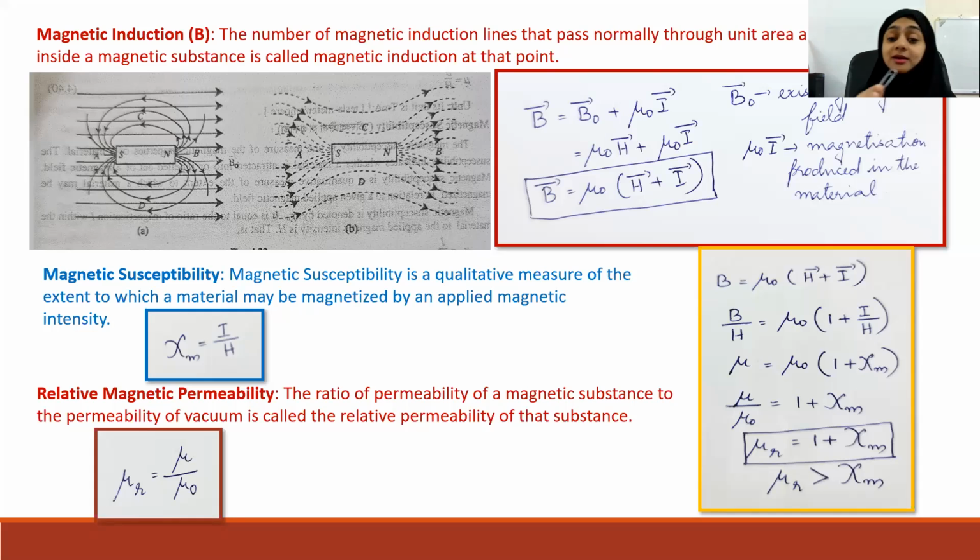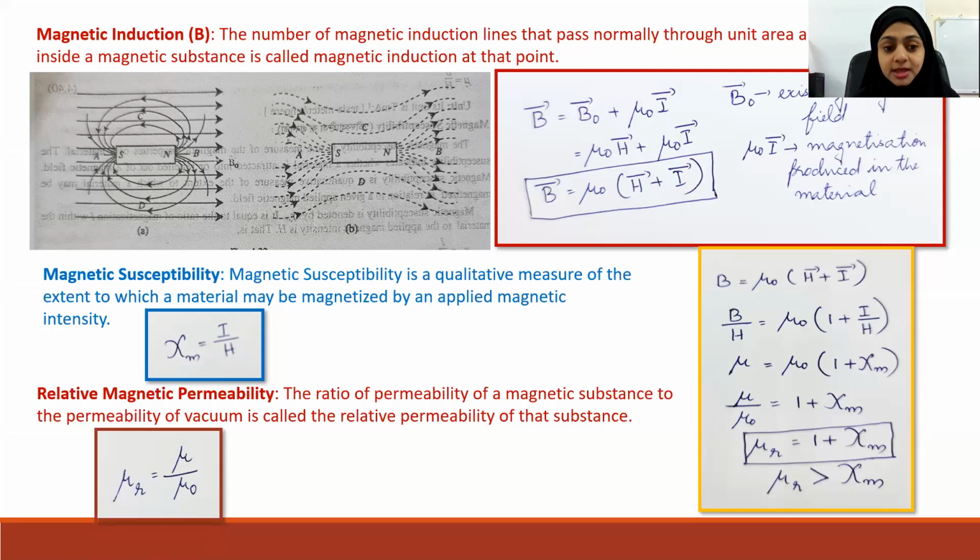Now let me consider iron. For iron, the magnetic susceptibility will be low or high? High. It will be really high. So magnetic susceptibility is a qualitative measure of the extent to which a material can be magnetized. Only if the magnetic susceptibility is very high can we magnetize it. And it is represented by this symbol, chi.